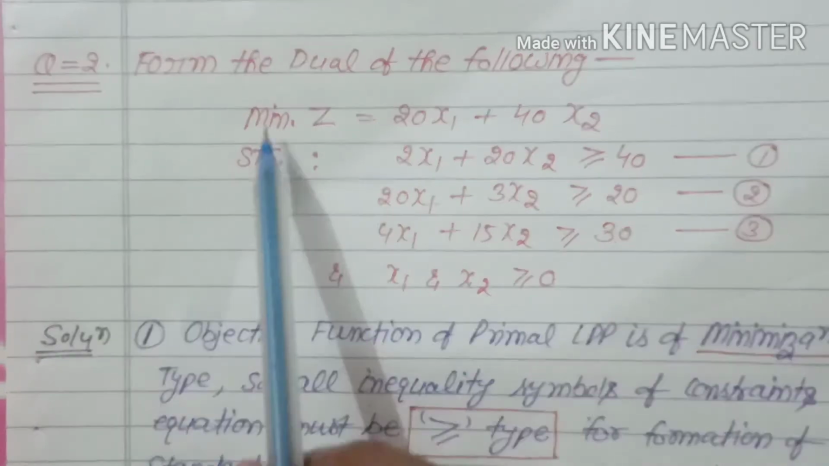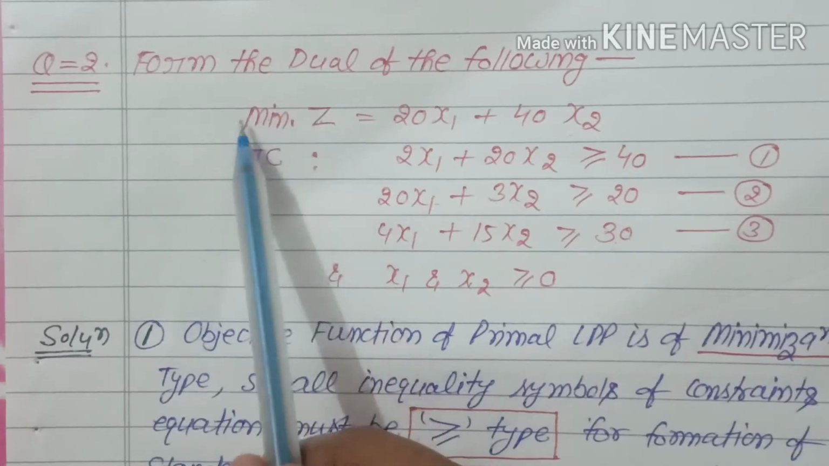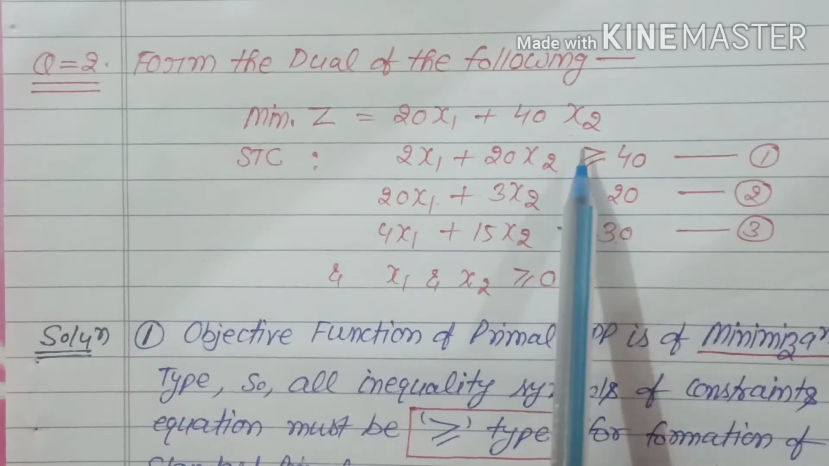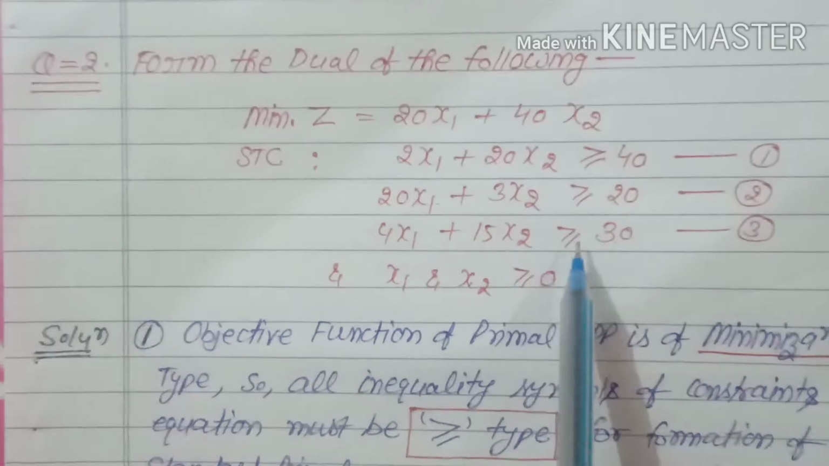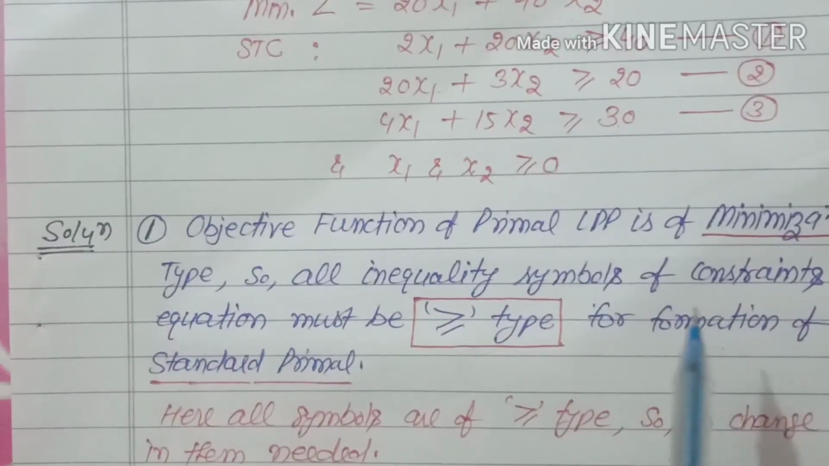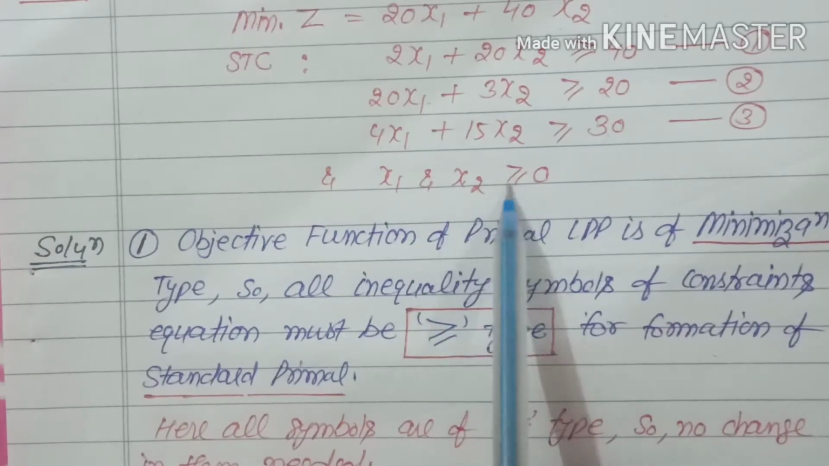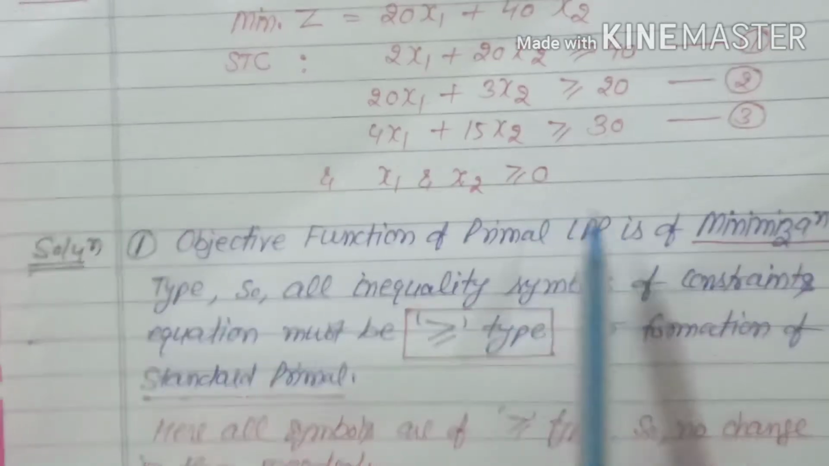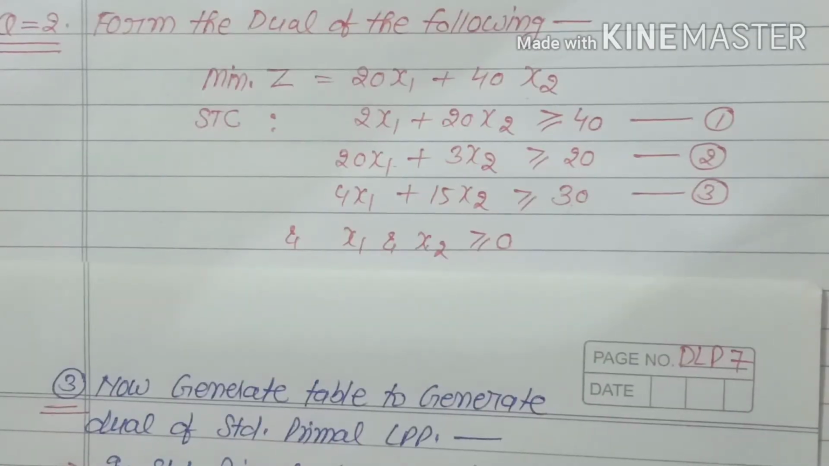First of all, you will see that this is a minimization type objective function, so all the constraint equations must have the greater than or equal to symbol. In these three constraint equations, all the symbols are of greater than or equal to sign, so there will be no change in these symbols. Also both variables are greater than or equal to 0, so there will be no change. So we can say that the given primal is already in the standard primal form. Now we will form the dual of this standard primal.